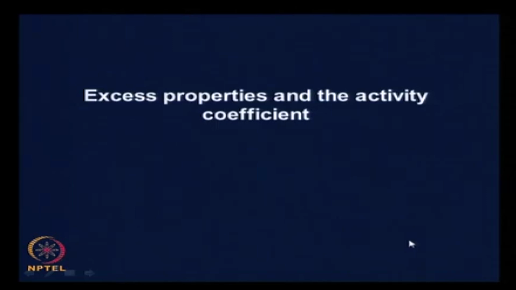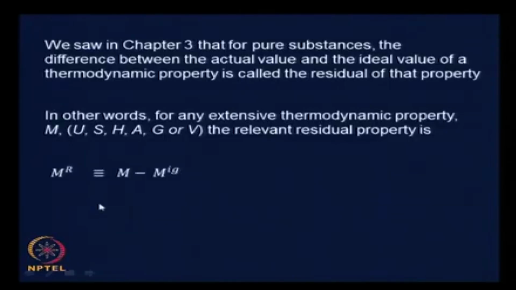And then we started looking at the relationship between excess properties and activity coefficient, and we first saw what an excess property was. Excess property is nothing but the difference between the actual property and the ideal property, and we said excess properties are defined the same way and play pretty much the same role as the residual properties for pure components. Residual properties we had seen in module 3, you can go back and refer to that also. In other words, MR, the residual property, is defined as M, the actual property, minus M ideal gas.